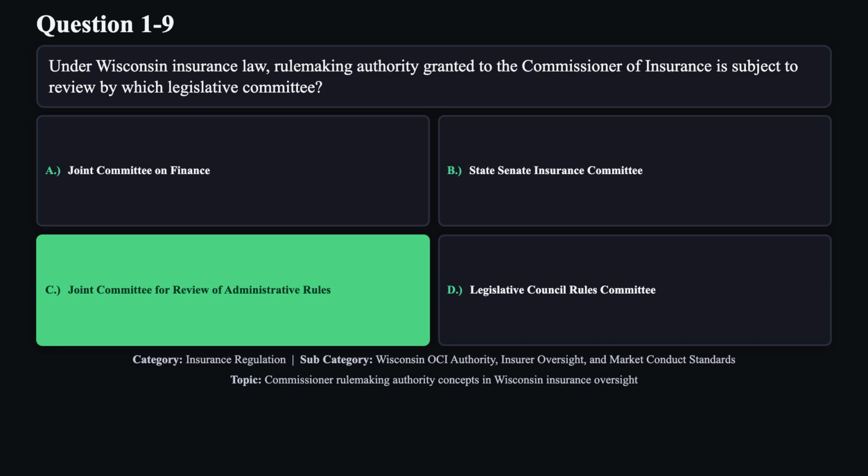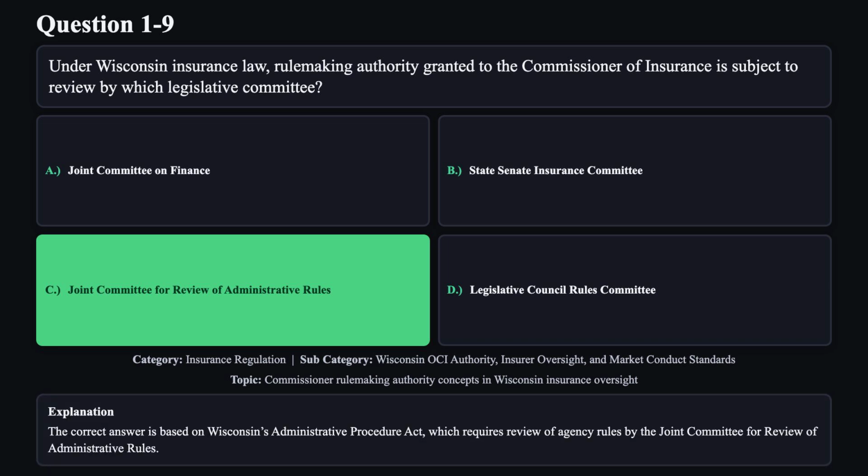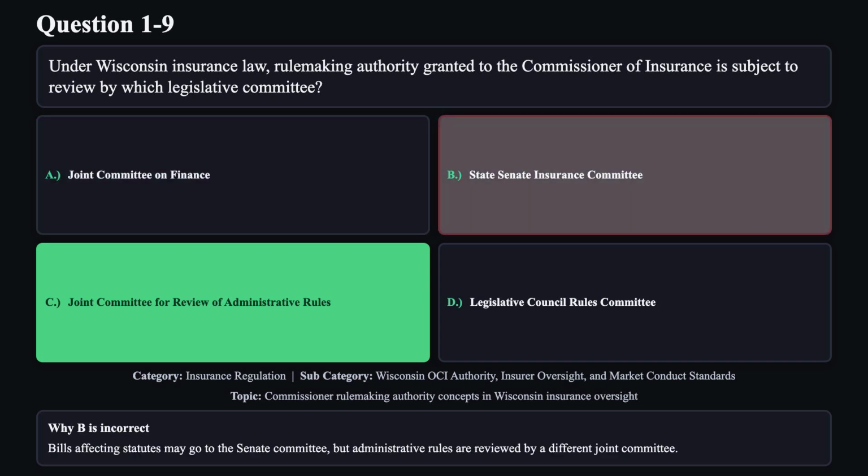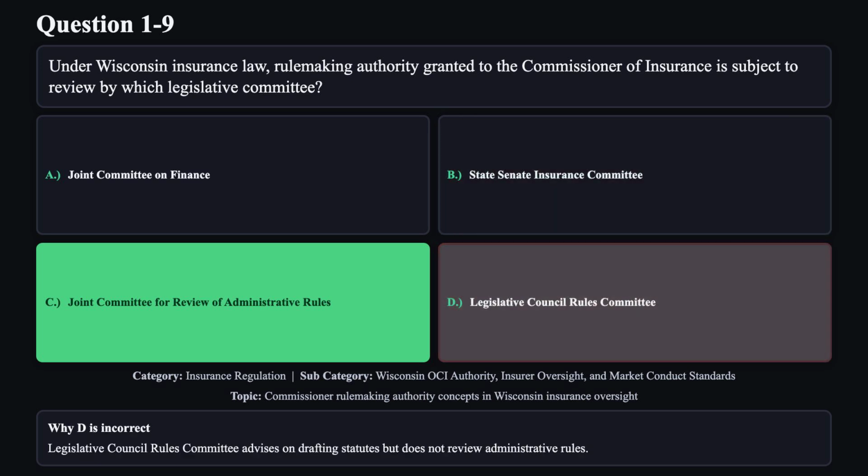The correct answer is C. The correct answer is based on Wisconsin's Administrative Procedure Act, which requires review of agency rules by the Joint Committee for Review of Administrative Rules. Reason A is not correct. The Joint Committee on Finance oversees the budget, not administrative rule review. Reason B is not correct. Bills affecting statutes may go to the Senate committee, but administrative rules are reviewed by a different joint committee. Reason D is not correct. Legislative Council Rules Committee advises on drafting statutes but does not review administrative rules.